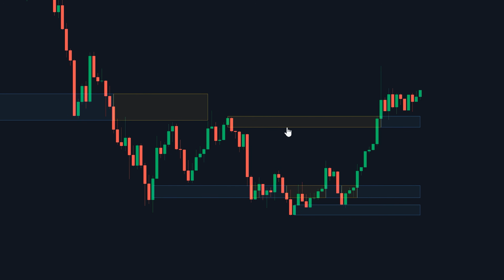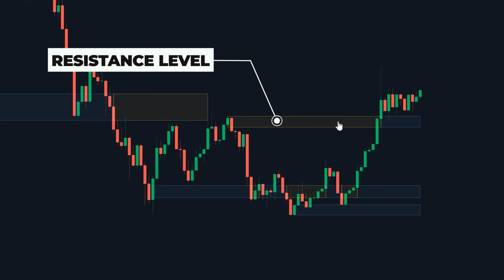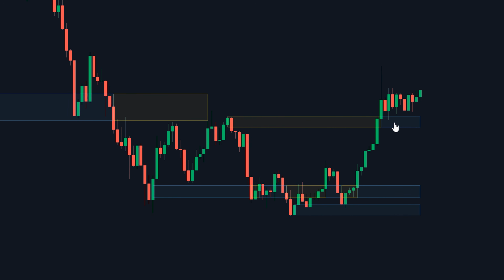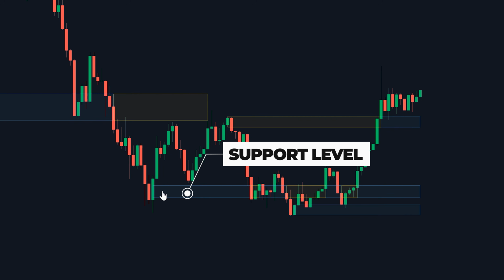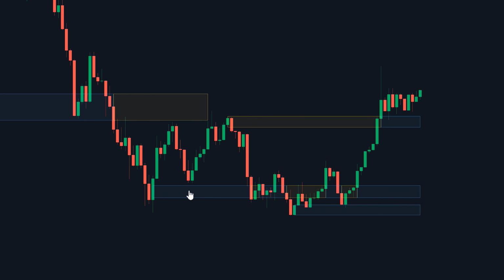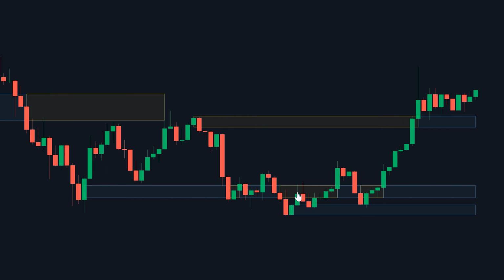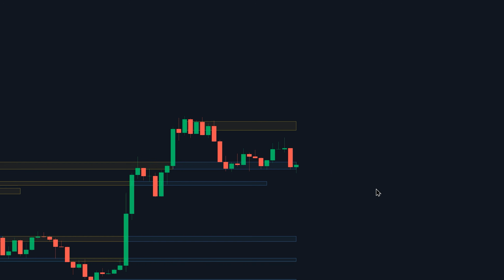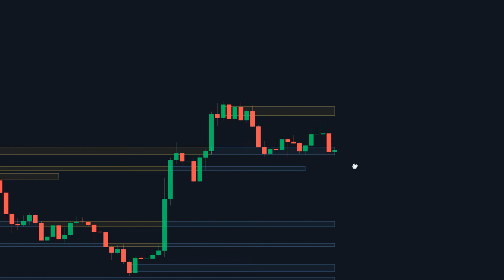These golden-colored levels represent resistance levels. As you can see, whenever they are broken by the price, they change color to blue. On the other hand, support levels are initially established as these blue levels. Similar to resistance levels, whenever these support levels are broken, they change color, but this time they change color to golden. Using this indicator to trade would be something like this.